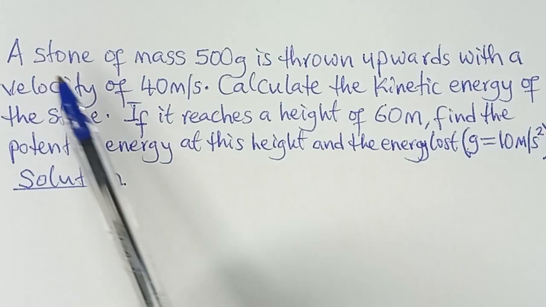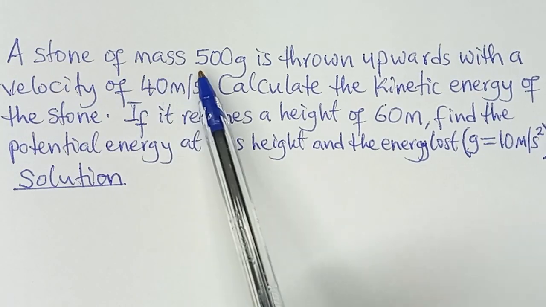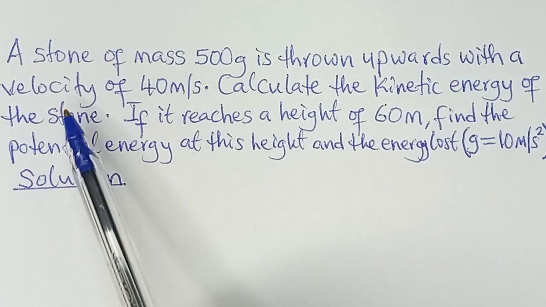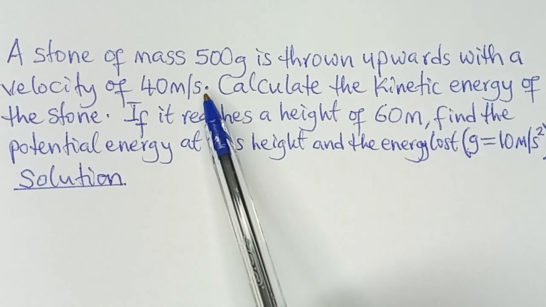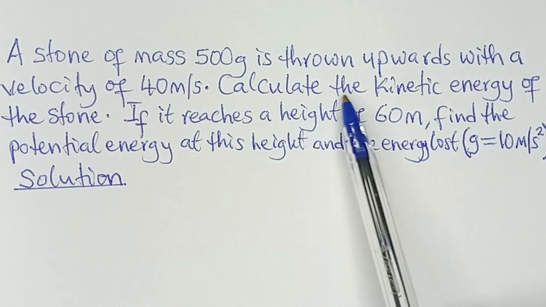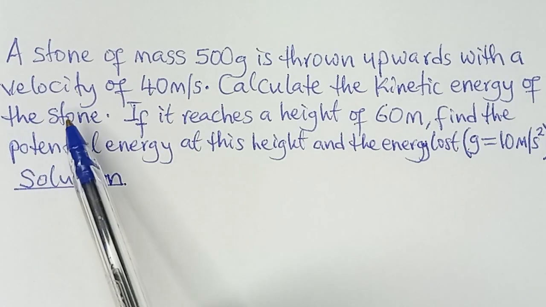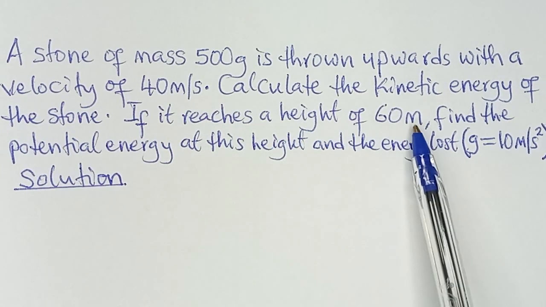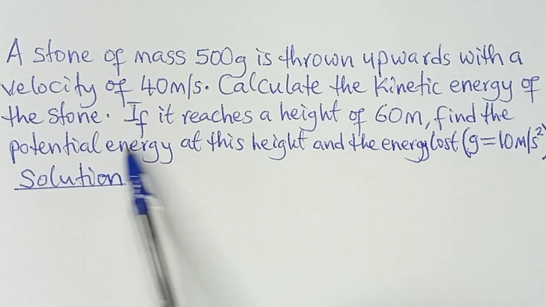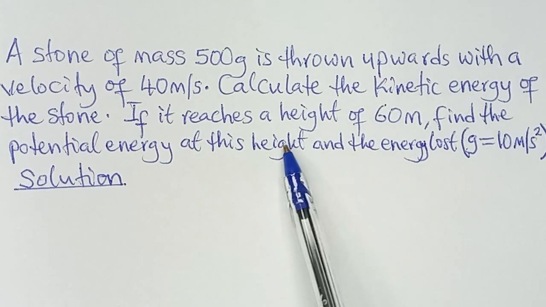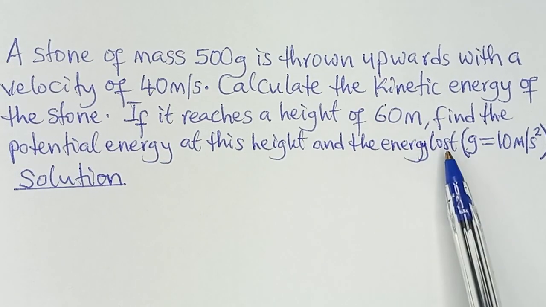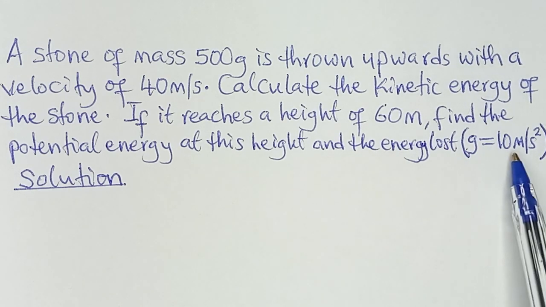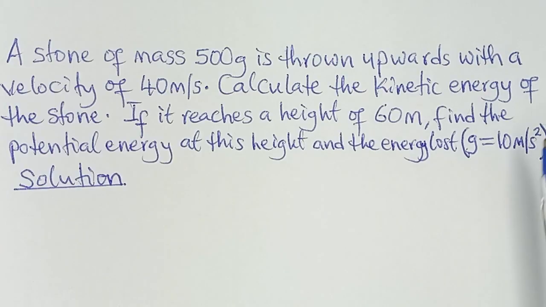Now the question here says, a stone of mass 500 gram is thrown upwards with a velocity of 40 meters per second. Calculate the kinetic energy of the stone. If it reaches a height of 60 meters, find the potential energy at this height and the energy lost. And we are given acceleration due to gravity as 10 meters per second square.